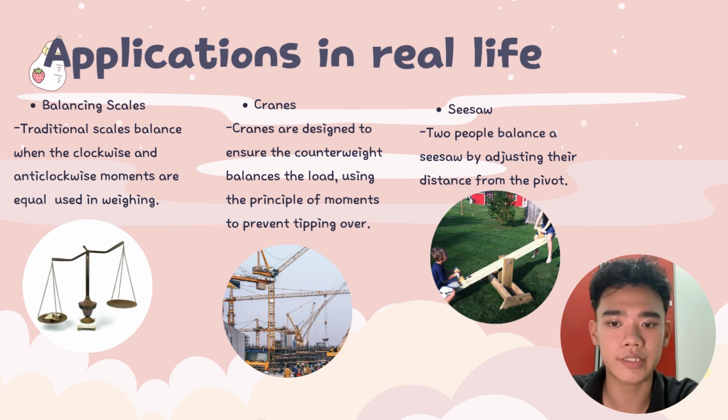Second, construction cranes. Cranes use the principle of moments to stay stable. A counterweight on one side balances the load on the other. Engineers make sure the moments on both sides are equal to prevent tipping and ensure safety during lifting. Last but not least, the seesaw. On a seesaw, two people can balance even with different weights by adjusting their distance from the pivot. A lighter person sits farther away to create the same moment as a heavier person sitting closer.